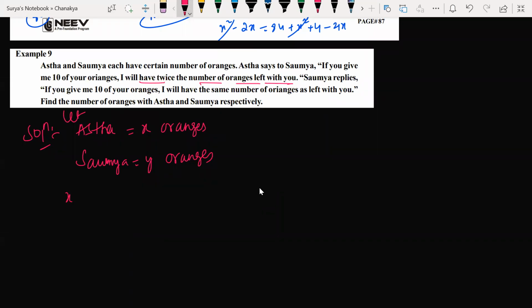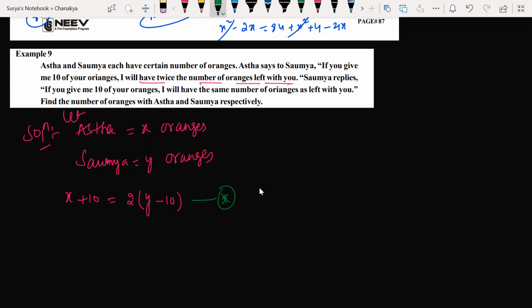Asta says to Soumya that if you give me 10, so x plus 10. Ten gives to whom? To Asta. Asta says to Soumya that if you give me 10 oranges, she will be left with twice the number of oranges left with you. So y minus 10. Correct? She is giving 10 oranges, so 10 we have to deduct, right? Understood my point?